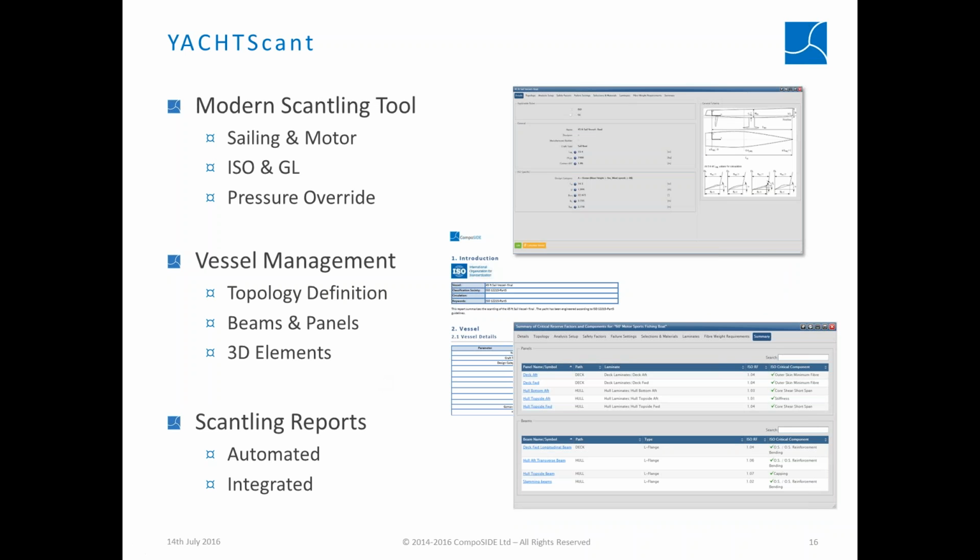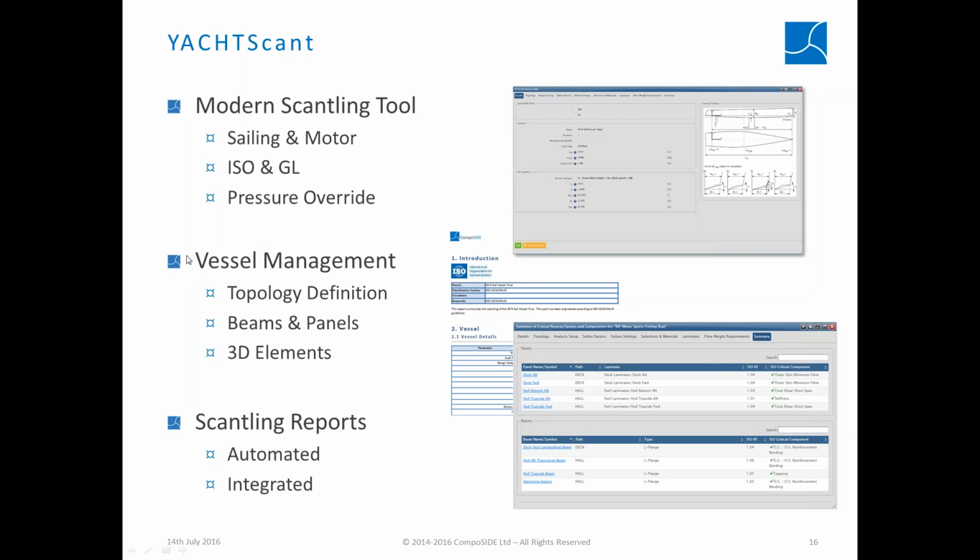And finally, YachtScan is the scantling tool. It allows you to define sailing and motorboats according to ISO and GL guidelines. But we also recently introduced a pressure override for the ISO guidelines, very useful if you are working with multi-hulls while the ISO guidelines get finalized themselves.